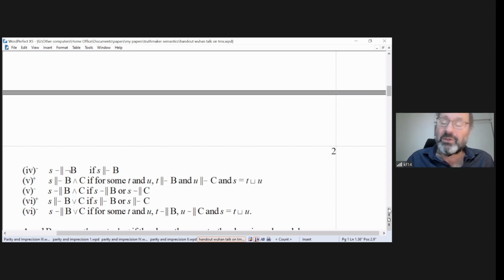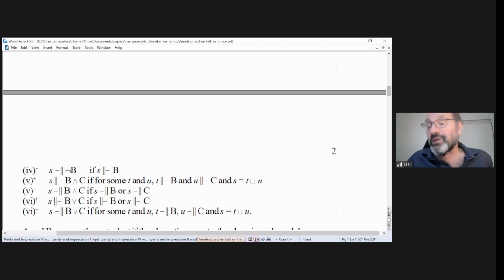Okay. So the clause that we have is the following one: a state that makes a conjunction true must be a fusion of two states, each of which make the conjuncts true. So if S makes B and C true, that is, is an exact truthmaker for B and C, there's an exact truthmaker T for B, an exact truthmaker U for C, and S is the fusion of those two truthmakers. So the way we make a conjunction true is by fusing truthmakers for the conjuncts.